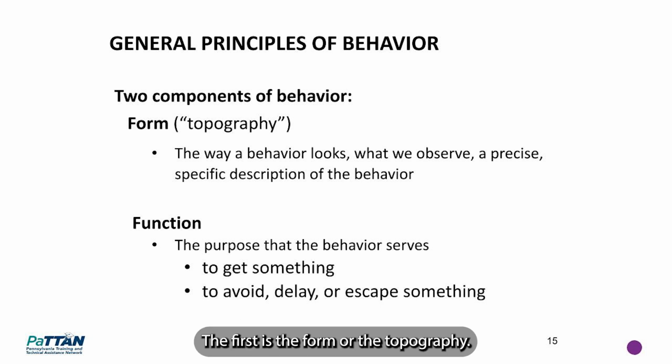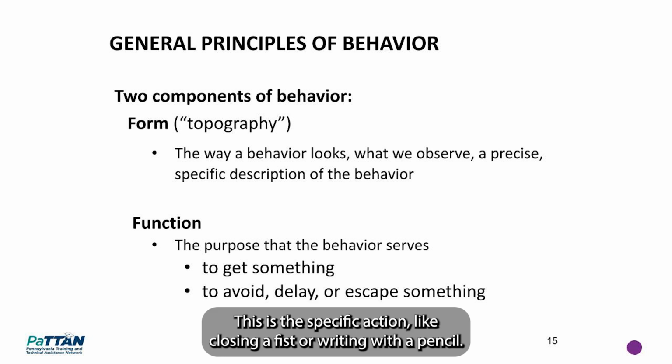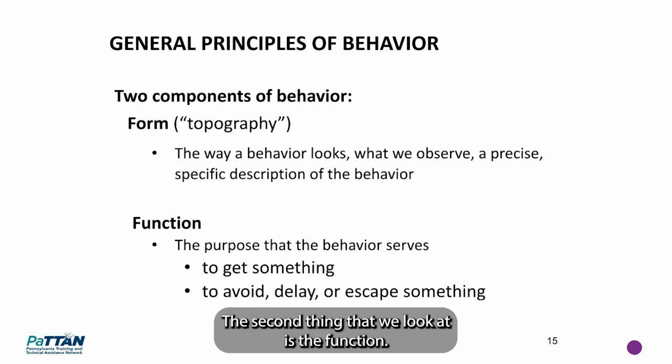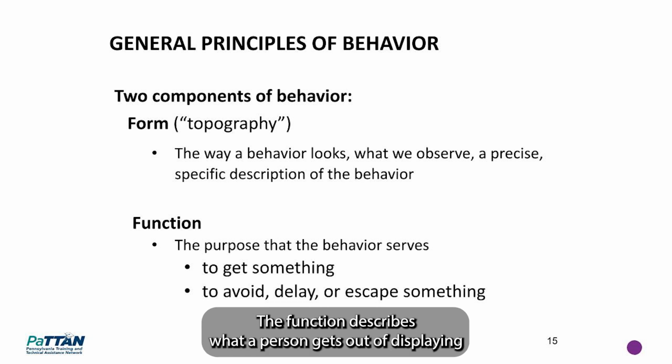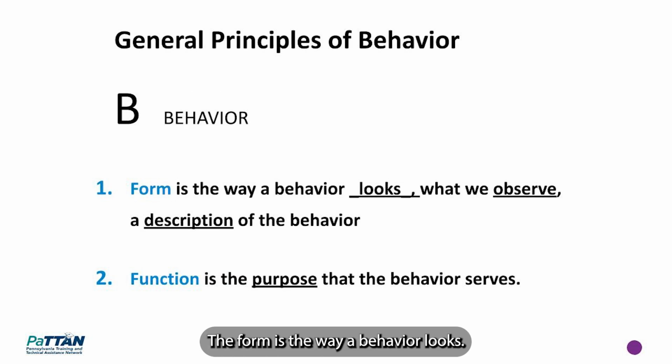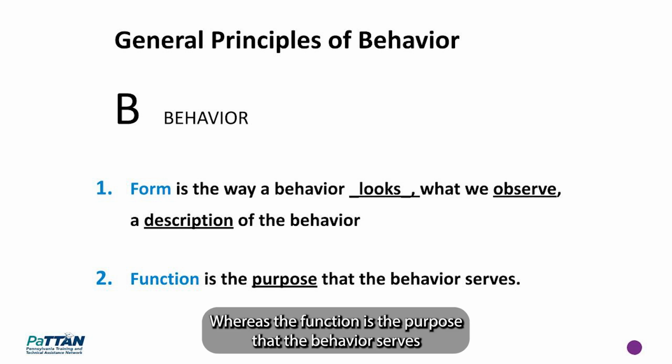The first is the form or the topography. This is the specific action, like closing a fist or writing with a pencil. The second thing that we look at is the function. The function describes what a person gets out of displaying that specific behavior. The form is the way a behavior looks. It's what we observe. It's a description of the behavior, whereas the function is the purpose that the behavior serves.